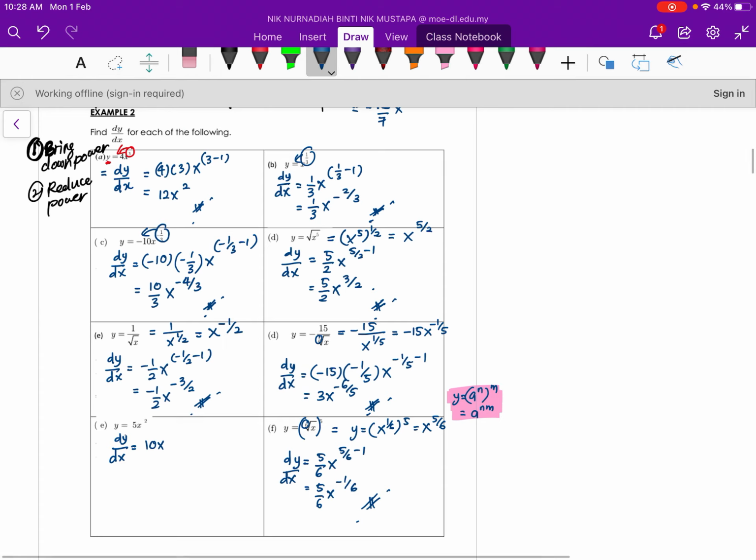Okay, ini adalah untuk example yang kedua. Tolong follow the process bring down power, reduce power. Walaupun awak cakap ni simple je, tak payah belajar pun tak apa, but still, this is a very basic step. Kita ada pengalaman yang student banyak buat careless mistake sebab mereka rasa sangat simple. So they take it lightly, buat sambil lewa sahaja. Please no. Take it seriously walaupun awak rasa dia mudah.